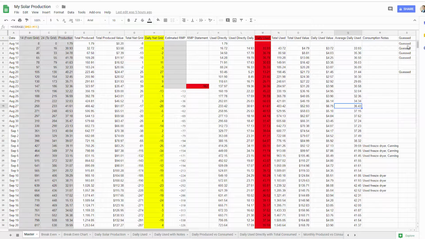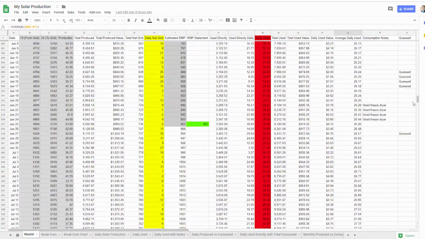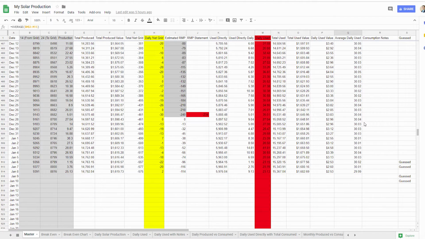And then lastly, guest. Sometimes I'm out of town or for whatever reason I'm not able to read the meter. And so I come back and read it when I can and then divide the difference between the days and put guests on them. And so if I jump down here all the way to the bottom of this data, you can see I've got it through January 8th of 2019, and you can see some of the cumulative figures down here.